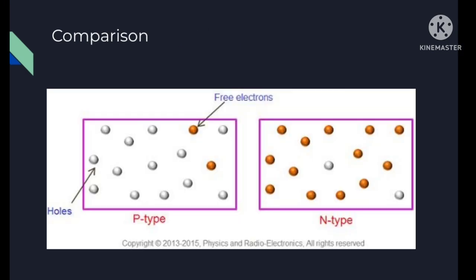Now here is a comparison between the p-type and the n-type semiconductor. We can clearly observe that in the p-type semiconductor there is a large number of holes formed, so the holes are the majority charge carriers, and in the n-type semiconductor there is a large number of free electrons which behave as the majority charge carriers.